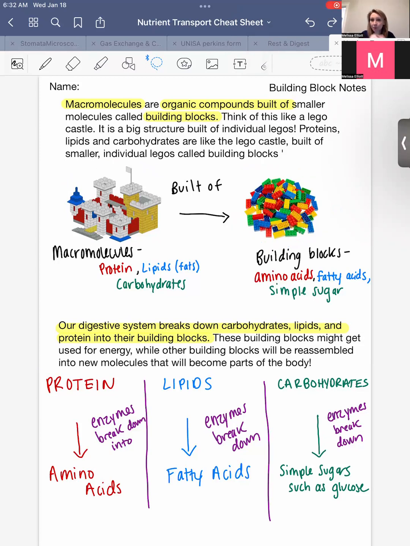Lipids, enzymes break those down into something called fatty acids. So if this is that big lipid, if you're eating butter or oil or something like that, then your body needs to break it down into fatty acids.